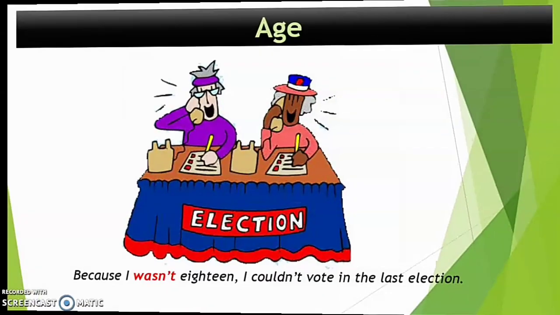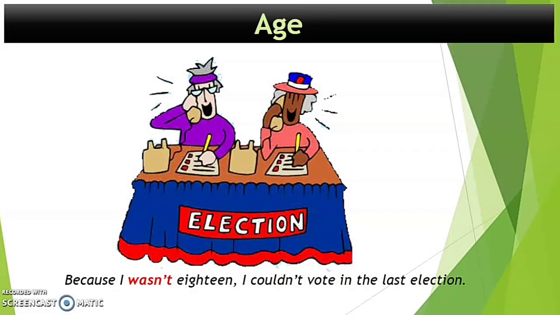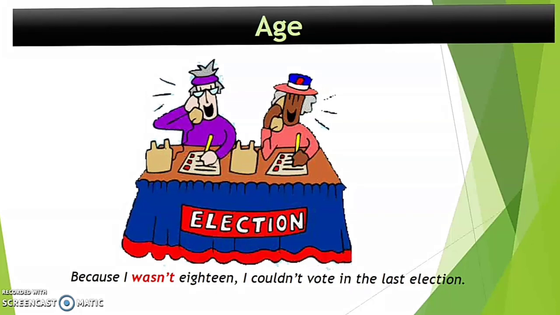Moving forward, another use of be is to show age. For example, because I was not 18, I could not vote in the last election. Another example, I was 17 when I met him.